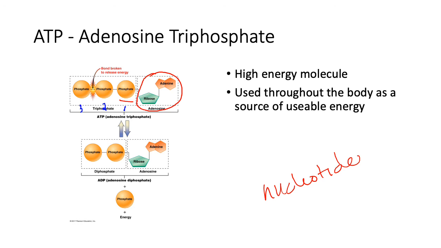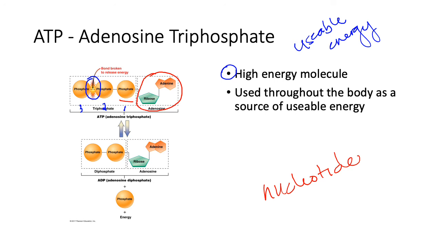What's really important is that the very last bond, the bond that is between the second and the third phosphate, has a ton of stored energy. And so adenosine triphosphate is really considered our energy molecule of the cell. Sugars store energy. ATP is really our usable energy. So we're going to see that anytime energy is required in a chemical reaction, ATP is going to be here. It's going to be used throughout the body in order to provide energy for reactions.